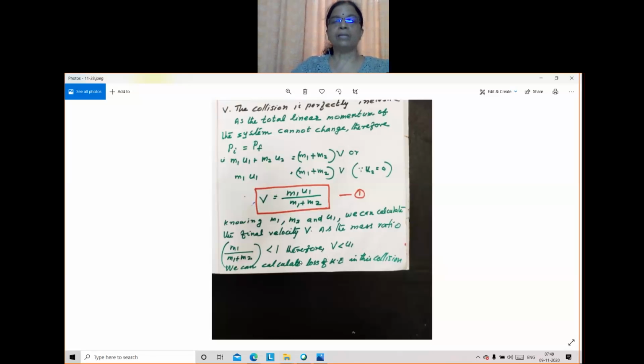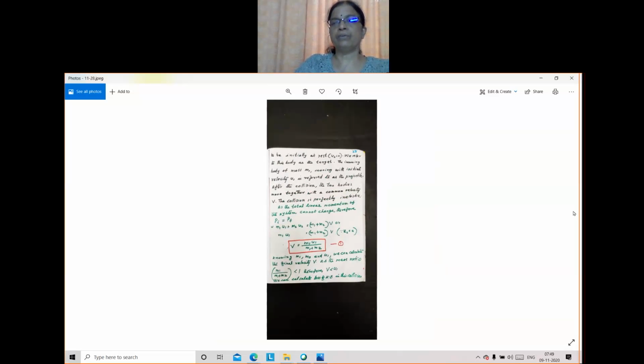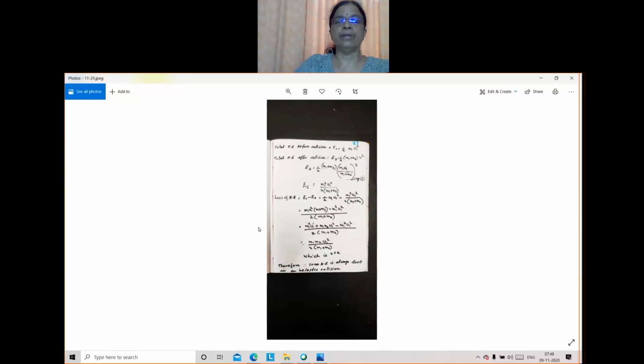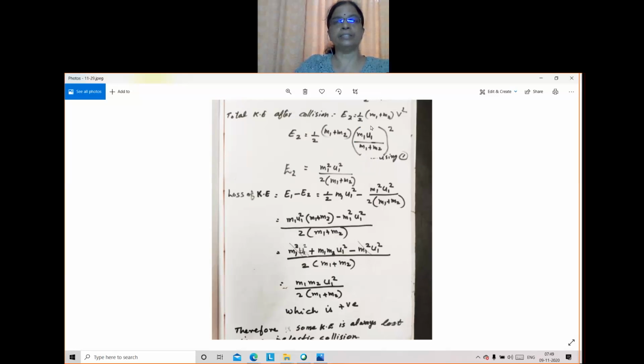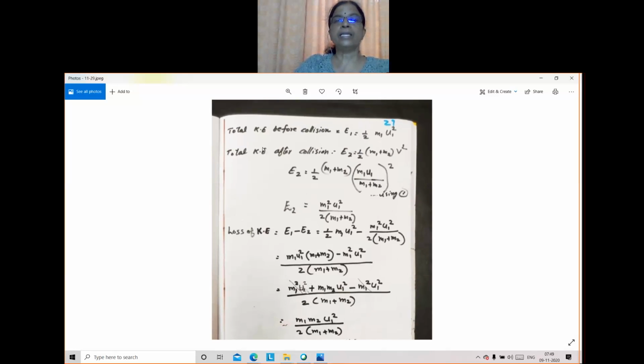We can calculate the loss of kinetic energy. What we have to find out is the initial kinetic energy and the final kinetic energy, and then find the difference. That will give the loss in kinetic energy. Total kinetic energy before collision, E1, is half m1 u1 square. The second term will be 0 because the second body is initially at rest, u2 equal to 0. So E1 equals half m1 u1 square.